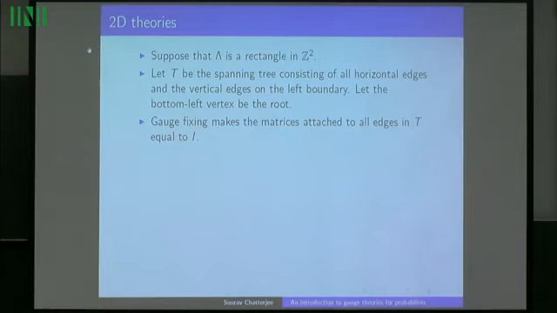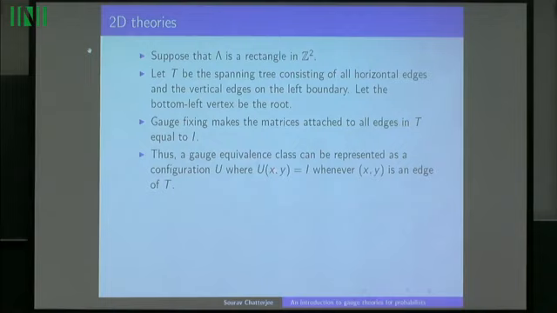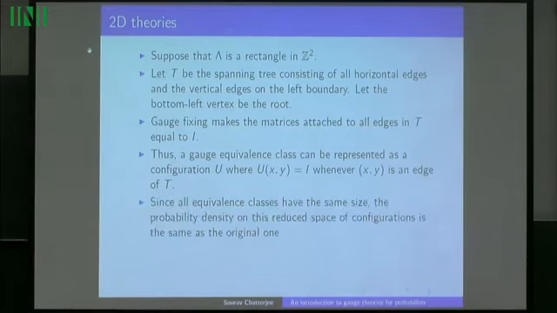And then you do gauge fixing. So what this does is that it makes the matrices on all horizontal edges and everything on the left boundary equal to identity. So a gauge equivalence class can be represented by any configuration which has identity on all these edges, and these are distinct equivalence classes. And since these all have the same size, the probability density on this reduced space of configurations is the same as the original one.